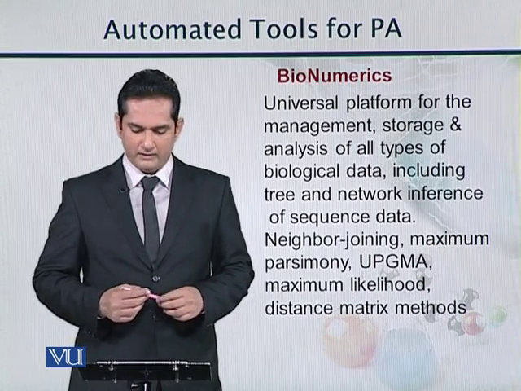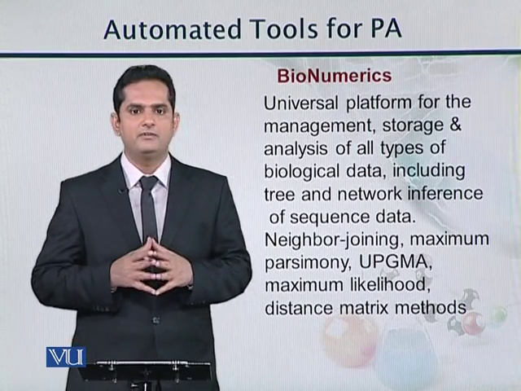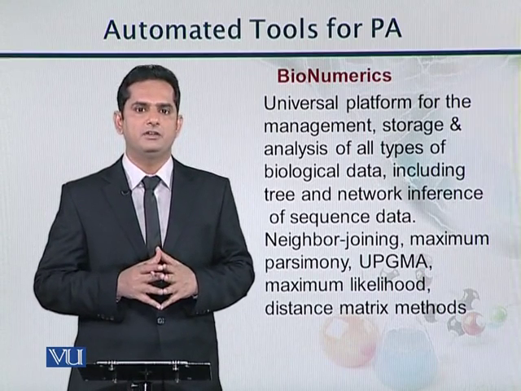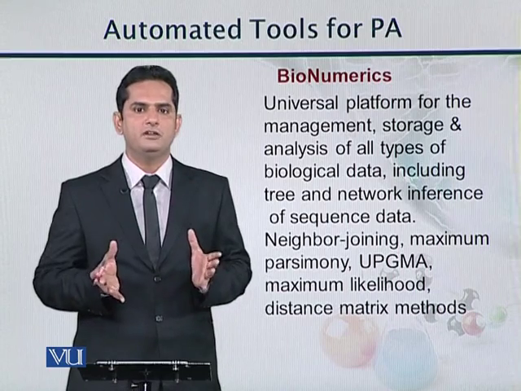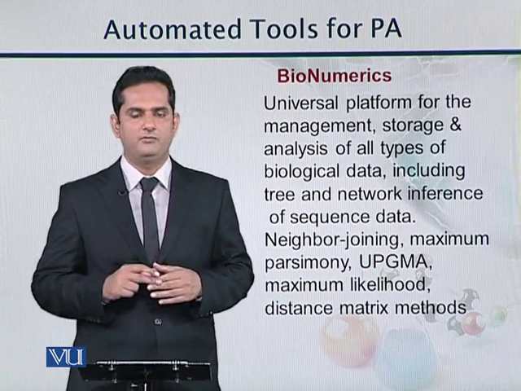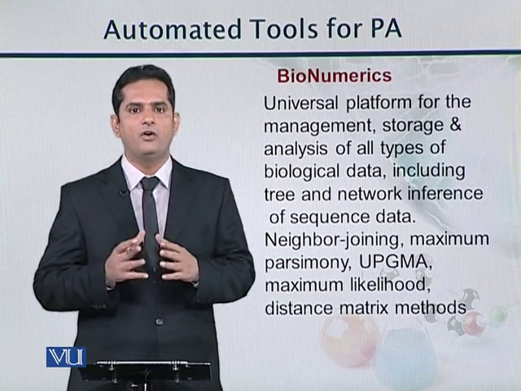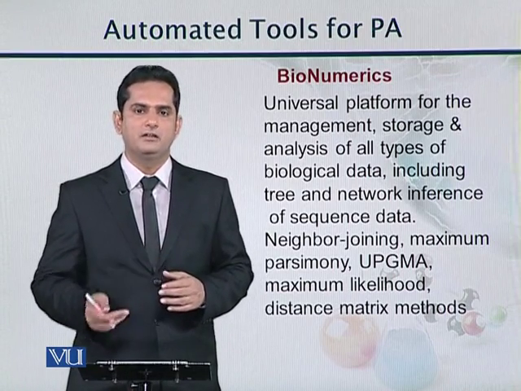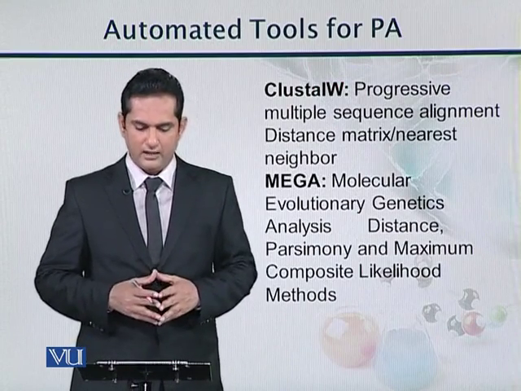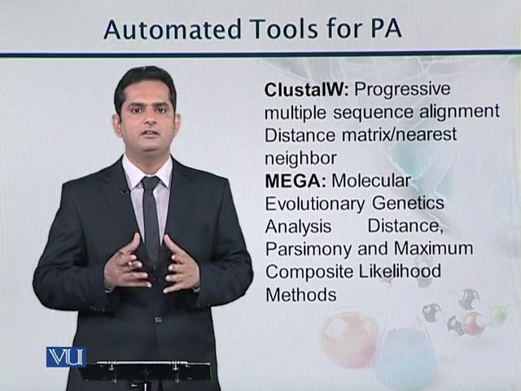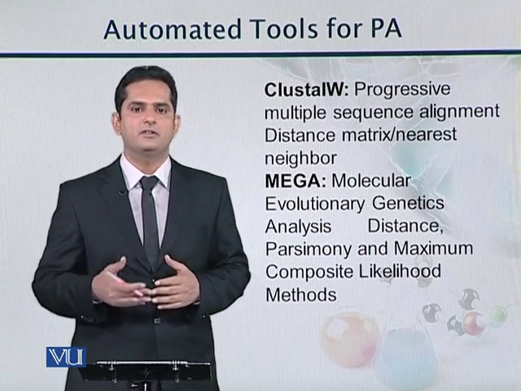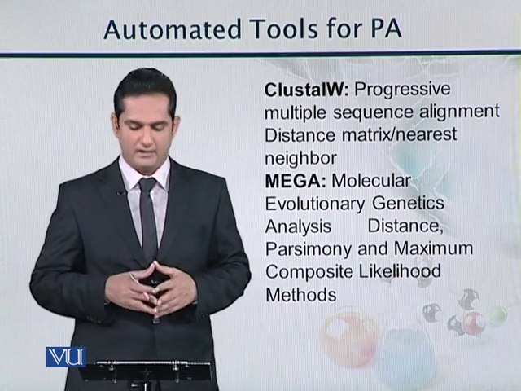Similarly, we have BioNumerics. BioNumerics is basically a universal platform for management, analysis and retrieval of biological data, and it is a very heterogeneous, big platform for different types of data. With respect to phylogenetics, it roughly consists of all the tree construction algorithms. A list is provided in this slide also. Again, we have ClustalW, as we discussed earlier. It is based on the progressive MSA algorithm. It has different versions, and at the moment we have Clustal Omega.